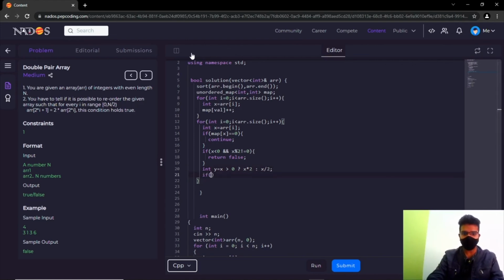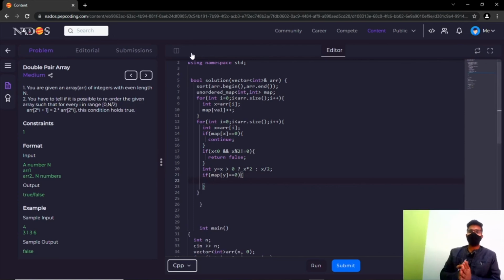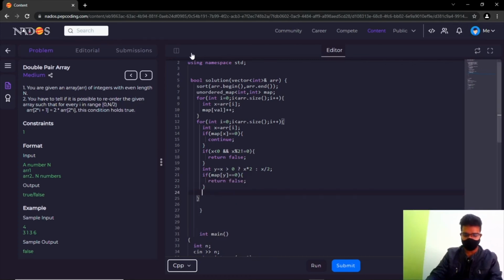Perfect. Now we are going to check if our y exists in our map, right? If our y exists in our map, its frequency should be greater than 0. If it is 0, that means our y does not exist in our map. That means we can't pair our x with y because it doesn't exist. So if we can't pair, we are going to simply return false, right?